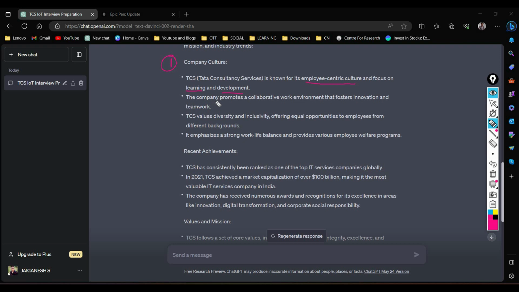And the second cultural point states that the company always promotes collaborative work, where you can come up with answers like: I have worked in a team, and this is the role that I have played in the teamwork.